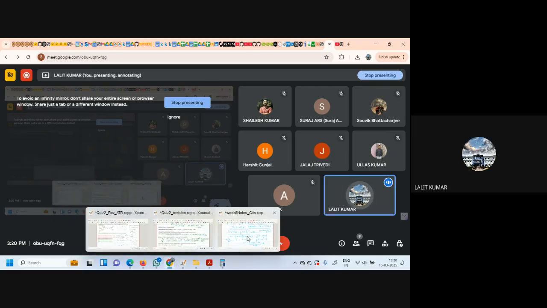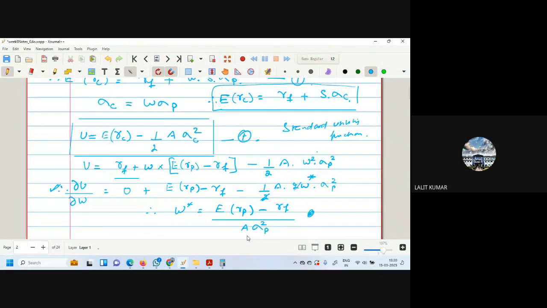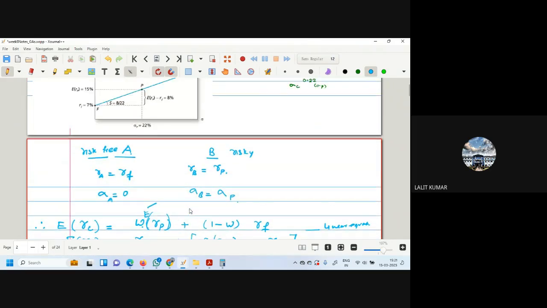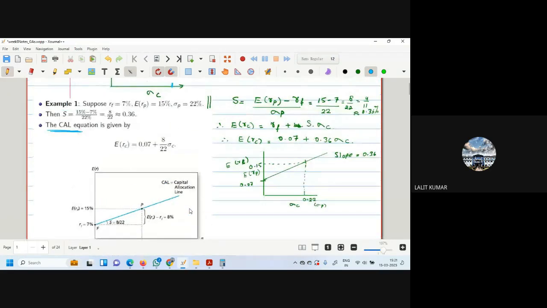Okay, I'm back. So we have now found the calculation. We have also found W star when there are only two assets, one risky and one risk free. We also deliberated on the formula for Sharpe ratio. Is that okay till now? Everything is good? Yes.